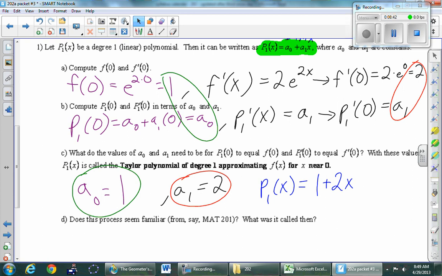Really what we would have done was found the slope. We did that up here, right? This is the derivative of e to the 2x. Plug in 0, because that's the point we're focusing on apparently. The slope is 2. Where do you see the slope of the tangent line being 2? Right there, right? So that's the equation of the tangent line. No problem. So does this process seem familiar? Yes, it is the process of finding a tangent line.